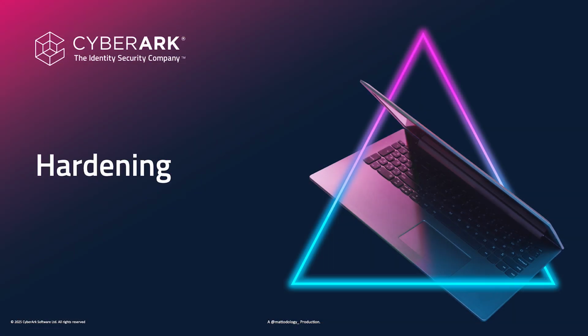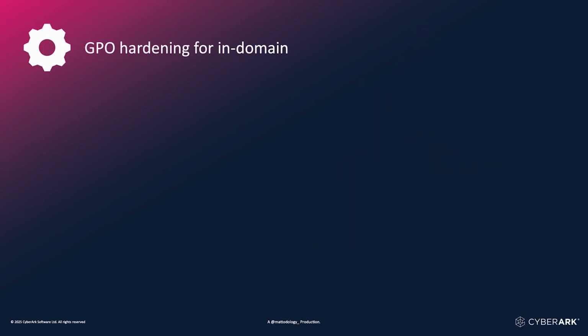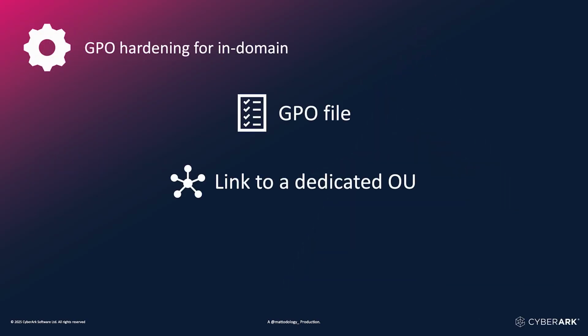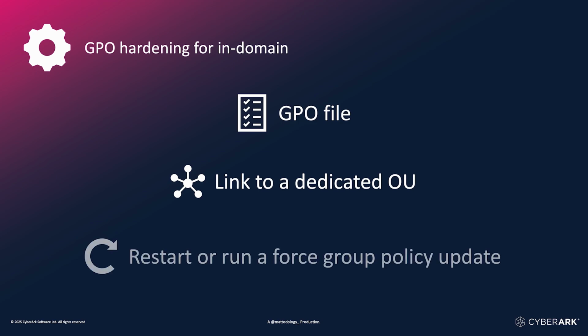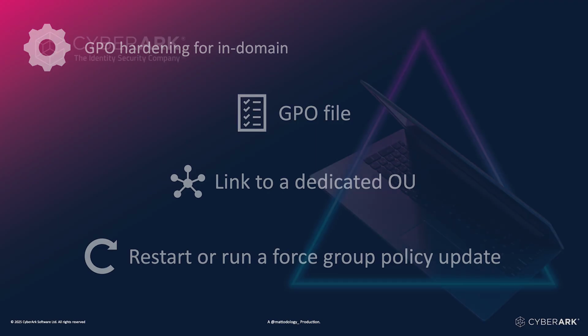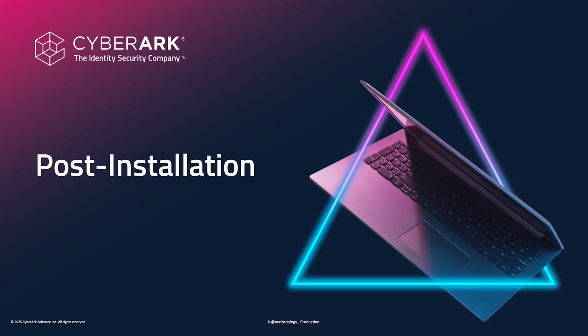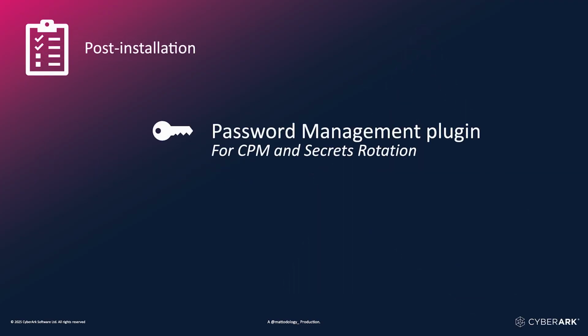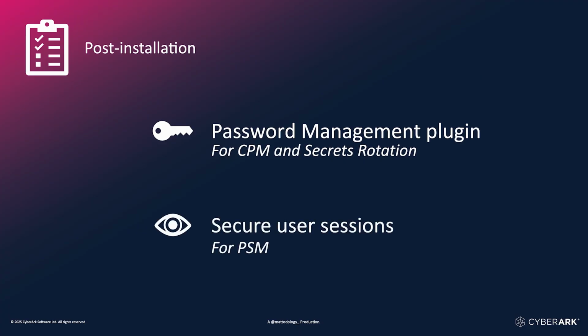Following component installation, apply GPO hardening according to CIS guidelines and CyberArk recommendations. For in-domain deployments, use the GPO file and link it to a dedicated OU for your connector servers. Restart the connector host or run a forced group policy update to ensure hardening policies apply. With your connector fully installed, configure password rotation plugins for CPM or secrets rotation and set up PSM connectors to allow secure user sessions. Customize these plugins and connectors as needed for your target systems and organizational domains.